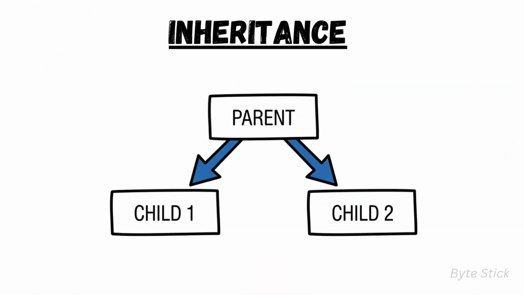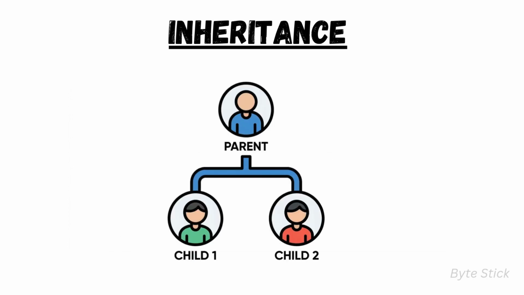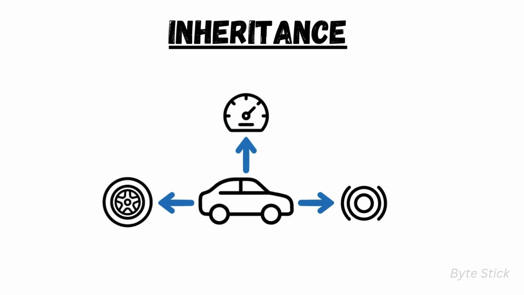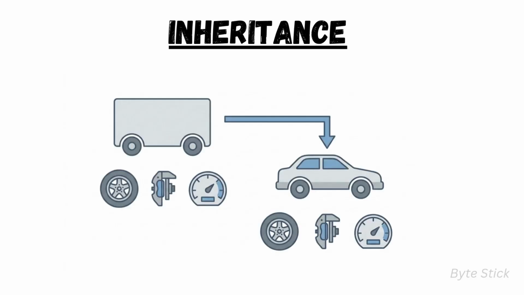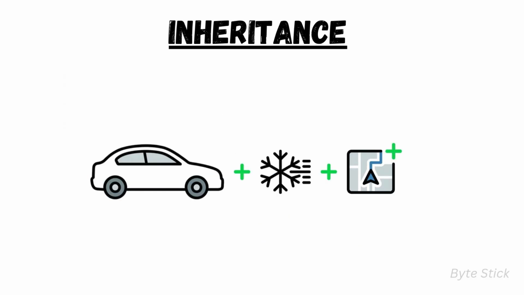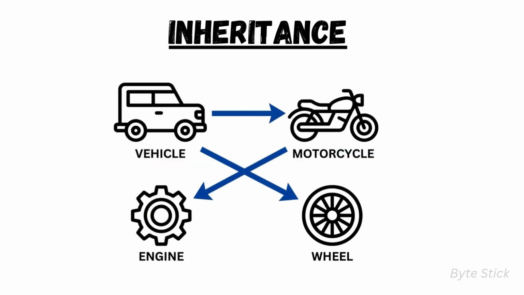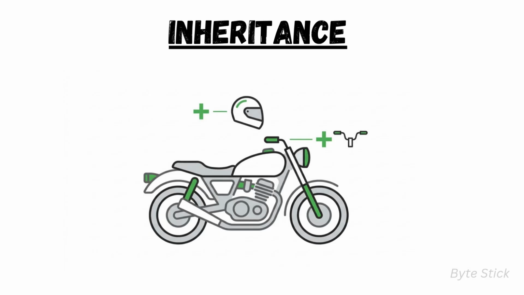Inheritance. Inheritance allows one class to build upon another by reusing its existing features instead of starting from scratch. This relationship is often compared to a family tree, where children inherit characteristics from their parents while also developing unique traits of their own. In programming, a vehicle class may define common features such as wheels, speed, and braking. A car class can inherit those features and then introduce additional capabilities like air conditioning or navigation. A motorcycle class can inherit the same basic structure while adding features specific to motorcycles.